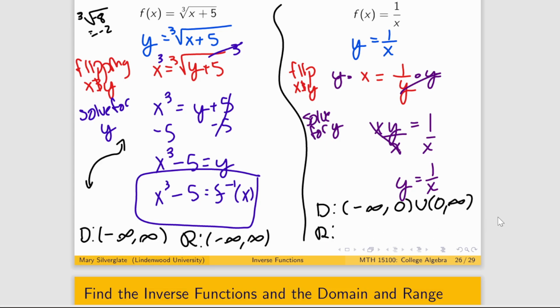For the range, that might be originally kind of hard to think through, but remember the range is going to be the domain of the original. In this case, 1 over x. And on that original, what can x still not equal? 0. So here, that's why the range is negative infinity to 0, 0 to infinity. Fancy way of saying every single number except for 0, parentheses of that 0 saying to skip over it.